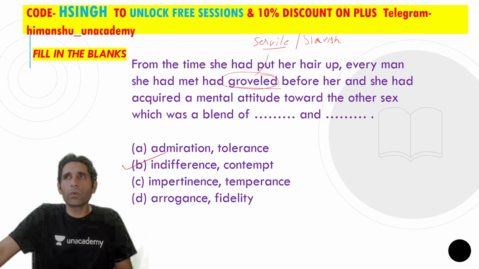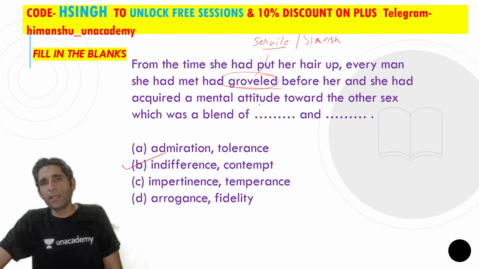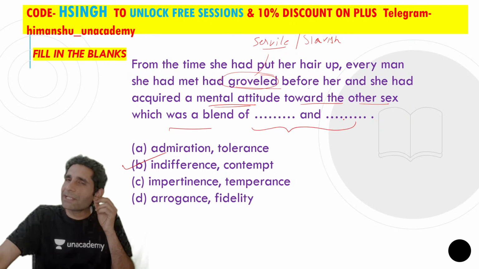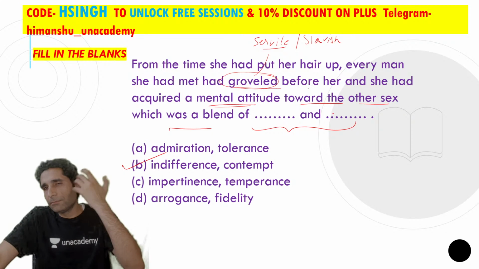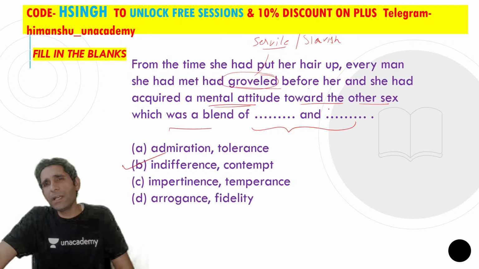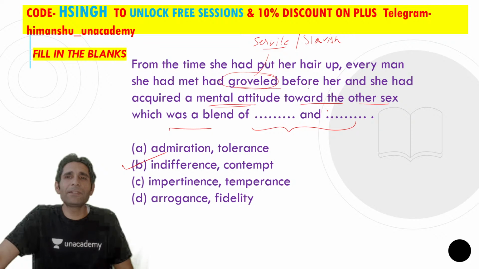आप उनको कोई भी इंपॉर्टेंस नहीं दोगे. ठीक है, so from the time she had put her hair up, every man she had met had groveled before her and she had acquired a mental attitude towards the other sex which was a blend of dash and dash. तो गाइस क्या लगता है आपको, कैसा वर्ड आना चाहिए? देखो, if every man is running behind you and they're acting like slaves, acting like servile people, how do you think the girl is going to treat them? She's going to treat them with a lot of contempt.